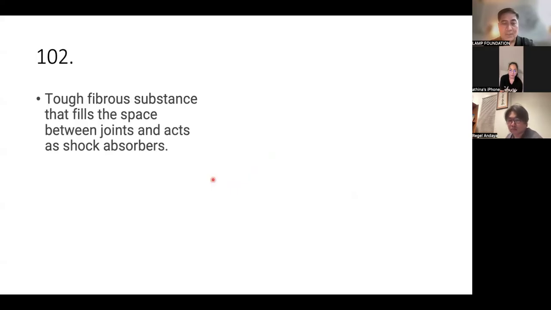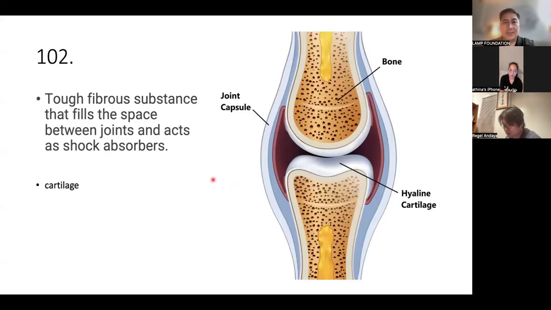Tough fibrous substance that fills a space between joints and acts as a shock absorber. They're called the cartilage. So we have the so-called hyaline cartilage. And if you've been abusing your body, this can get injured, like from jogging. There will be damage. So don't overdo anything.